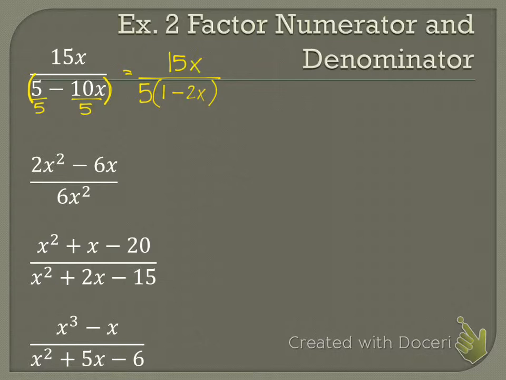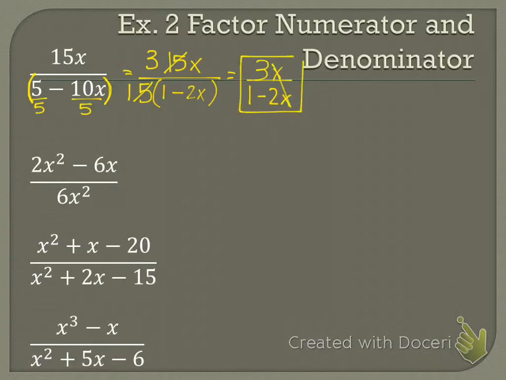What is fair game to reduce? The outside number. What number can go into 15 and 5? 5. 5 goes into 5 one time. 5 goes into 15, 3. So I'm left with 3x over 1 minus 2x. You say, wait a second, I thought that was supposed to be in parentheses and a 1 out there. You can do that, but you don't have to. It's not going to change anything. This is my final answer.